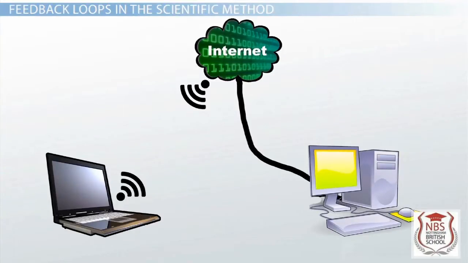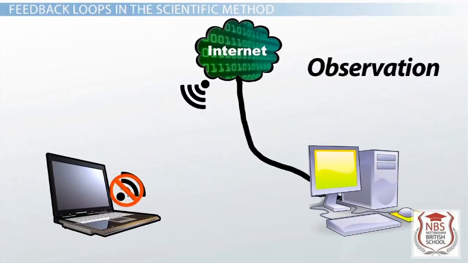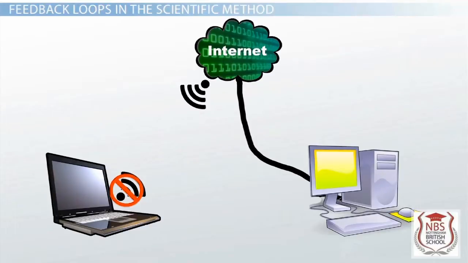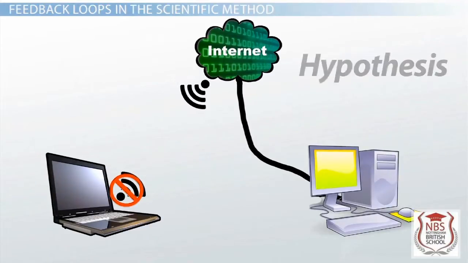So last weekend, I had a minor problem with my internet connection at home. I started up my laptop and I was frustrated to find that I couldn't get on the internet. I made an observation that my laptop wasn't receiving an internet connection. So I asked myself a question: is something wrong with the internet itself, or was it just my laptop? One way to begin answering this question was to check the connection on the desktop computer.